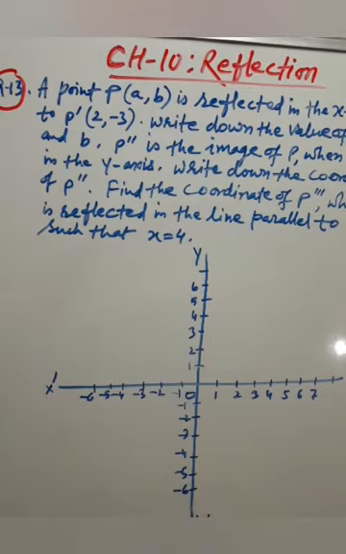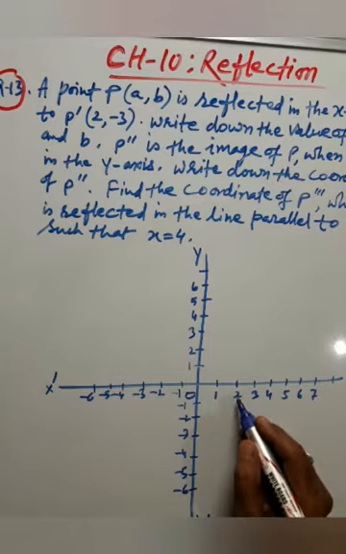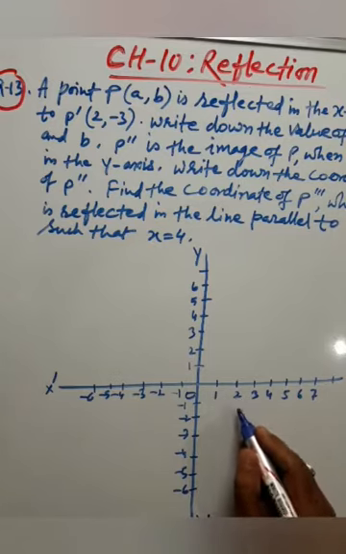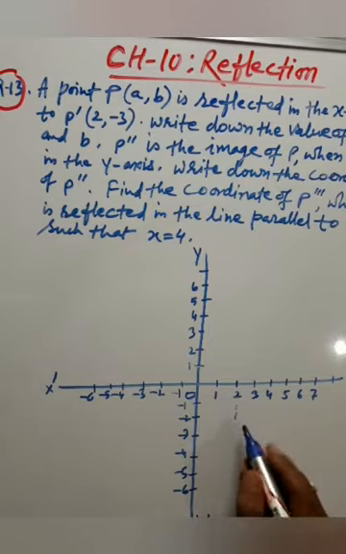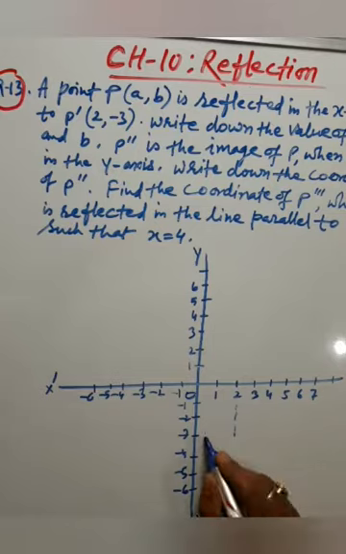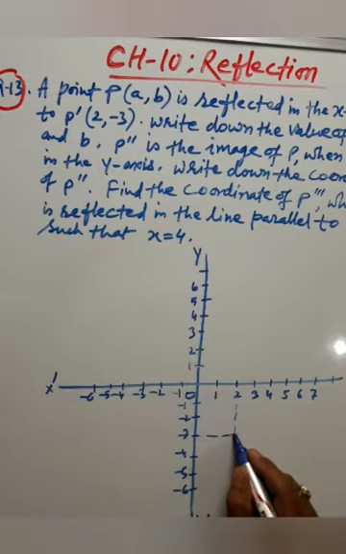Okay, now you have to find the coordinate of P. See, the point P is given, P is the reflected image, so it is P dash. So you mark P dash. Where is the P dash? P dash is 2 and minus 3. So where is 2 and minus 3? 2 means x axis, or it is the abscissa, and the y is my ordinate. So this is the P dash.